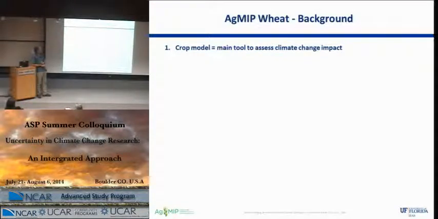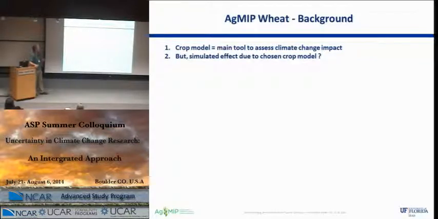To AgMIP wheat, where in general, crop models are the main tools to assess climate change impact. You mentioned statistical models, but because of the dynamical changes and feedback interactions, it is generally acknowledged that crop models are the main tool to hopefully help us understand what will happen with climate change in agriculture.